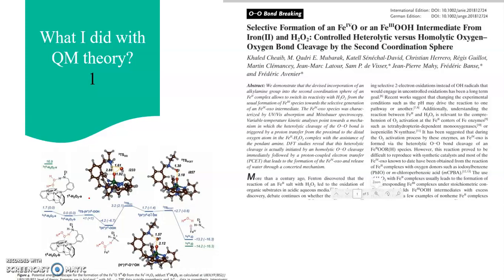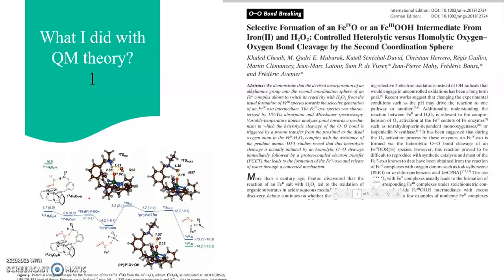Now, the first is that by using quantum mechanics theory, we can predict or reveal the behavior of a system. So for example, in this paper: selective formation of an iron(IV) oxo or an iron(III) OH support intermediate from iron(II) and oxide, control of heterolytic versus homolytic oxygen cleavage by the second coordination sphere.